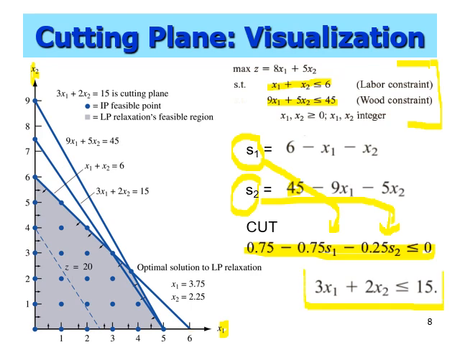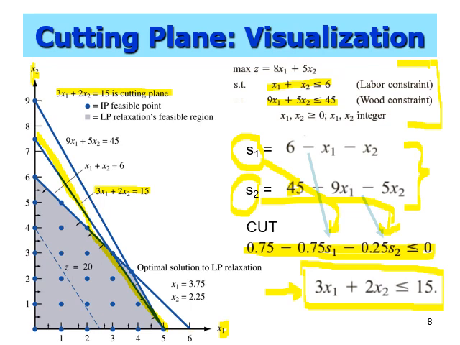You may try this. Actually, I strongly suggest you really try to plug in the numbers and prove that, yes, if you convert S1, S2 according to these equations, you will get this equation here. Okay, now because the constraint is 3x1 and 2x2 less than or equal to 15, you may draw that cutting plane, which is this line here. So that line is the cutting plane.